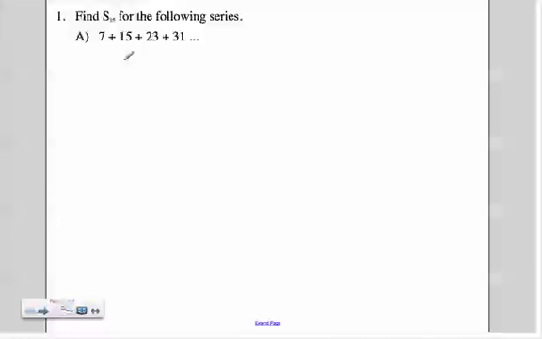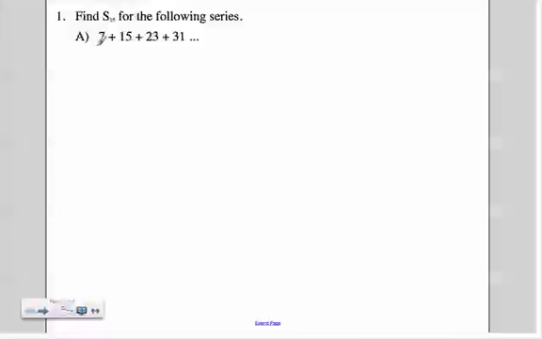We've covered the idea of a sequence, which is just a list of numbers that follow a pattern. We are now going to go to the idea of a series. A series is, instead of having 7, 15, 23, where we're just interested in individual parts, now we're looking at, well, what happens if I start to add the numbers?